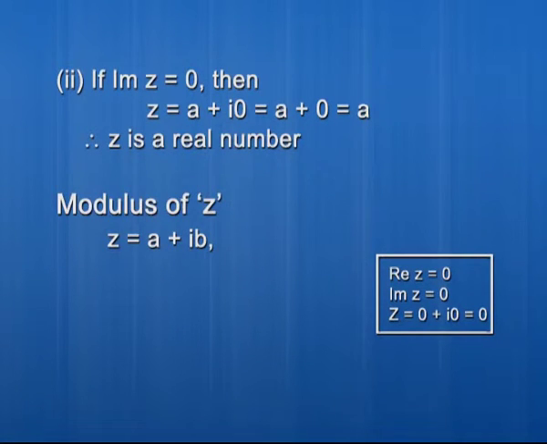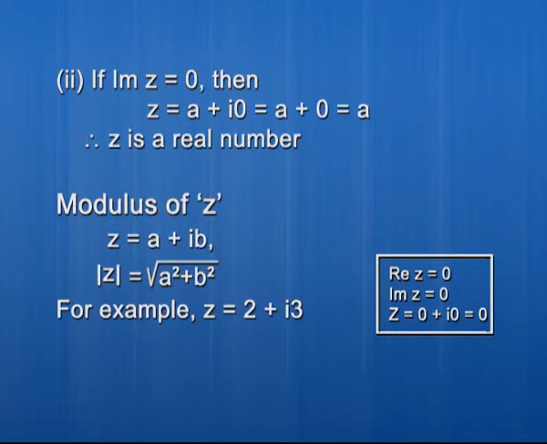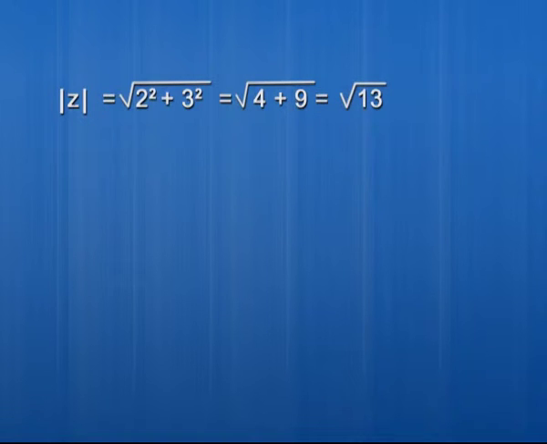0. Now let us see how we can calculate the modulus of a complex number. Suppose we have z is equal to a plus ib, then modulus of z, denoted by this, is nothing but the non-negative square root of a square plus b square. For example, if we take z is equal to 2 plus i3, then modulus of z will be square root of 2 square plus 3 square, which will give us square root of 4 plus 9, and it will give us square root of 13.